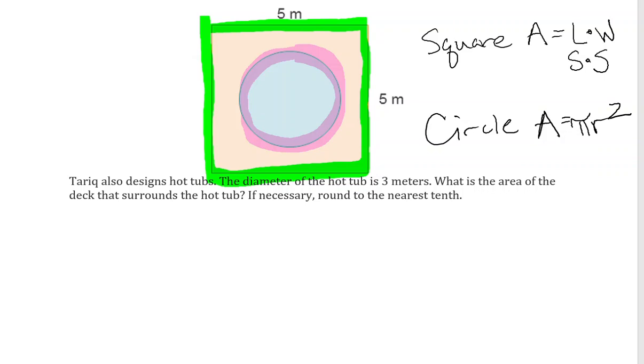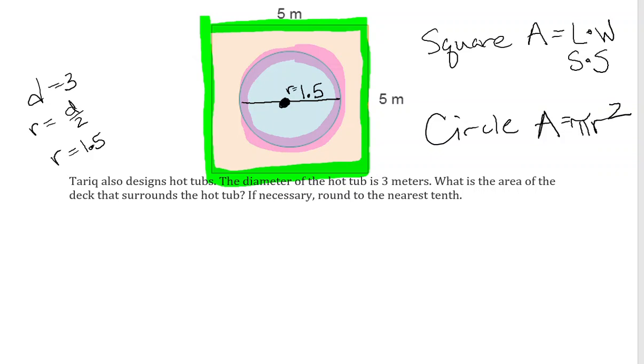So let's read this question carefully. The diameter of the hot tub is 3 meters. Diameter is the distance across. If we know the diameter is equal to 3, then the radius is equal to half of the diameter. So the radius is equal to 1.5. So we can label the radius R, 1.5. What is the area of the deck that surrounds the hot tub?